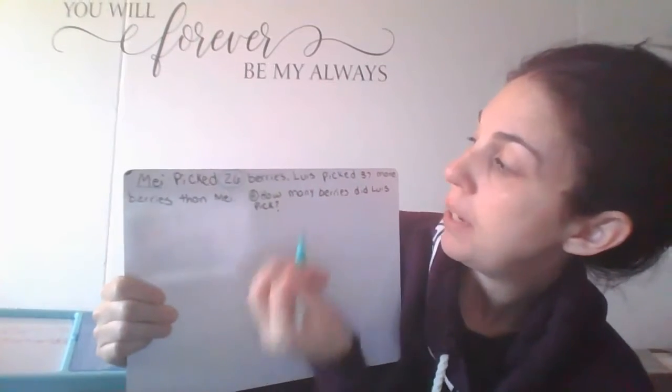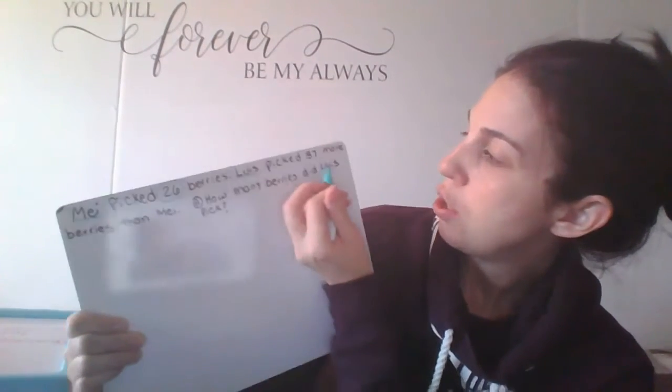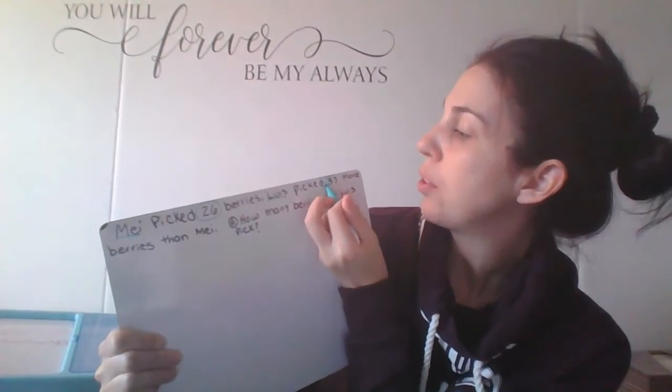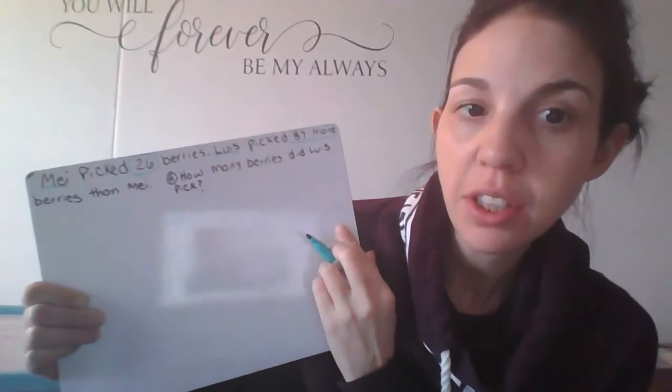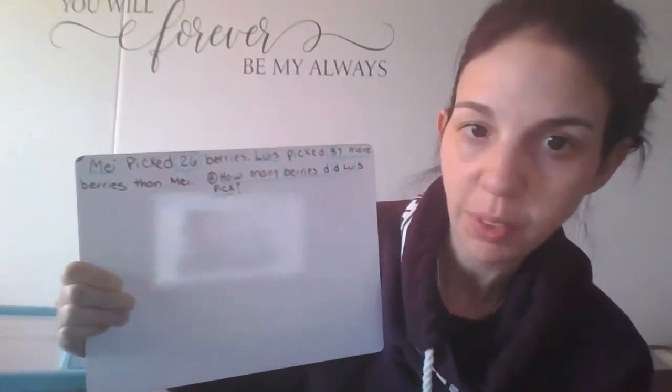The second time I read through my problem is when I start to circle important information and especially my numbers, okay? So Mai picked 26 berries. Lewis picked 37 more berries than mine. So it's important that we know 37 more. So not 37 total, 37 more, okay? How many berries did Lewis pick? Then what I like to do is I like to underline my whole question, right?